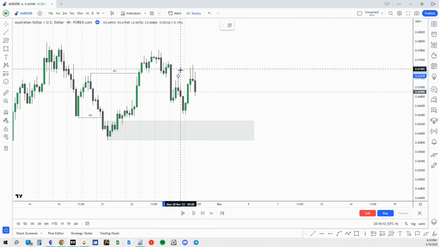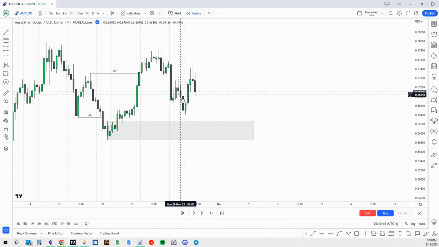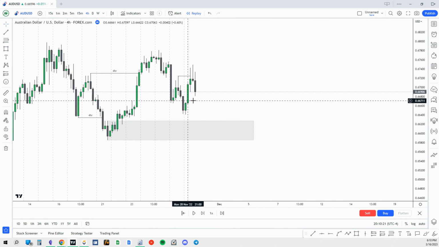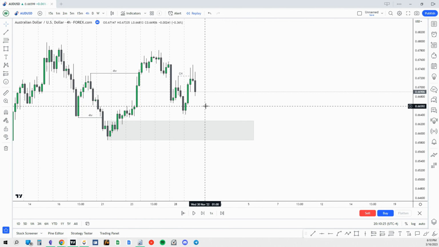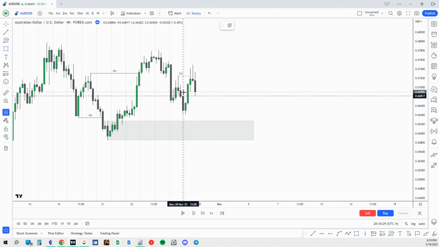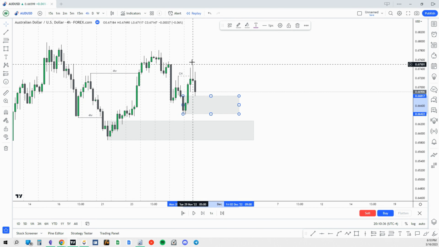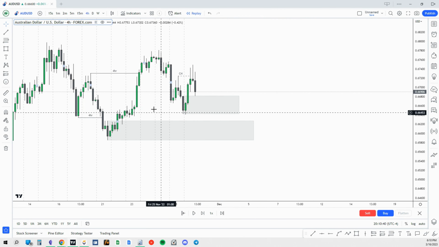At this point here, we do have a change of character, which is basically a pause, pullback, continuation, and then it breaks that pullback, or at least wicks it to cause the change of character. We can then mark it here, change of character, and we can see price is already at this point on the replay bar about to tap into our demand zone, which is the last down candle before the up move that broke structure, or before the up move that caused a change of character in this case.